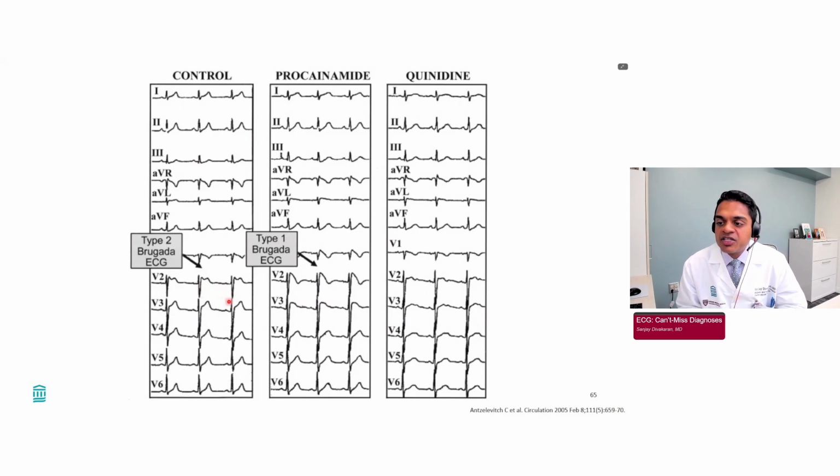And so these are patients that underwent intravenous administration of procainamide. And for this patient, you're able to bring about that Brugada ECG. And then with quinidine therapy, you see that the elevation is attenuated.